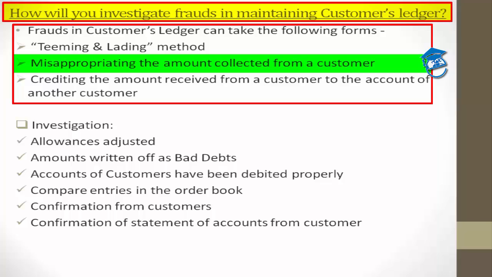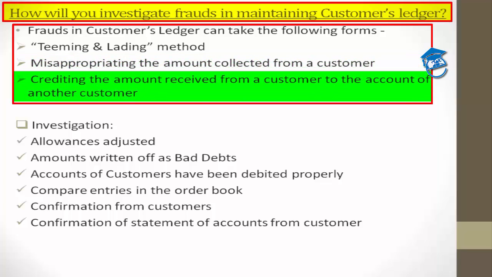So this will be one of the areas in relation to customer's ledger fraud, misappropriating the amount which has already been collected from the customer and recording it for something which hasn't actually taken place. Number three is crediting the amount received from a customer to the account of another customer. You received something from Ram and you credited the account of Sham. Is this a legal and ethical practice? Absolutely not. That is absolutely unethical.